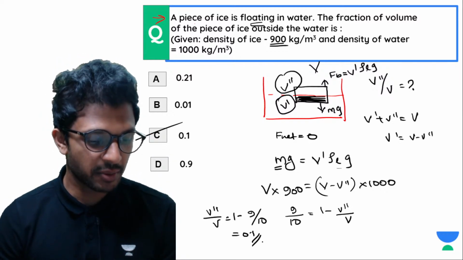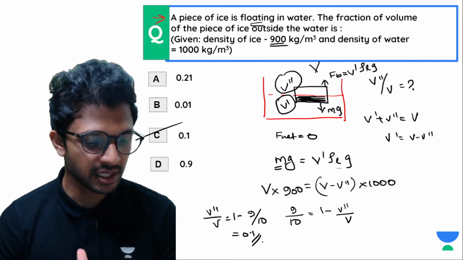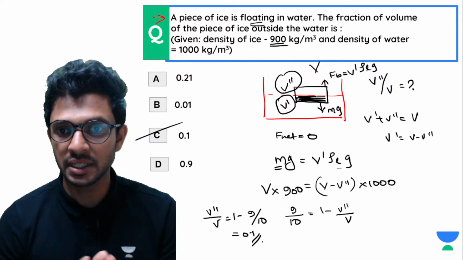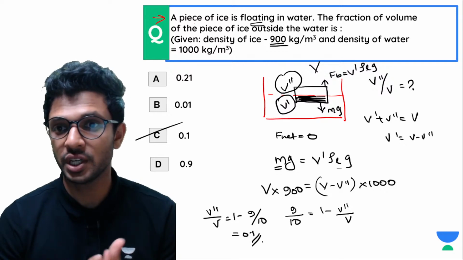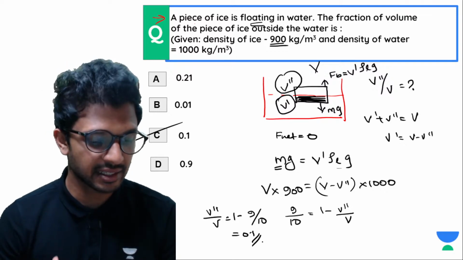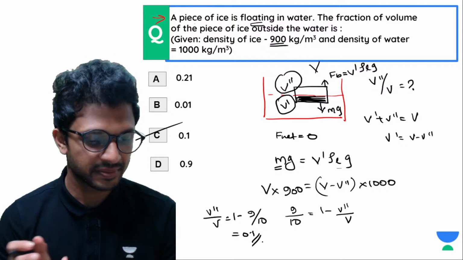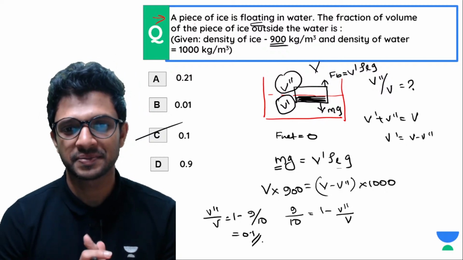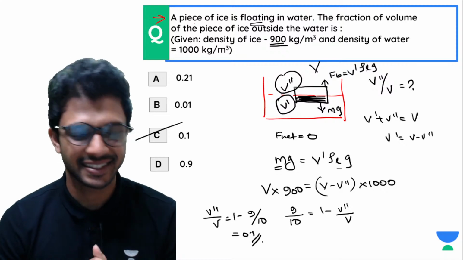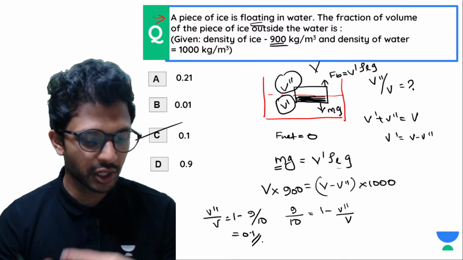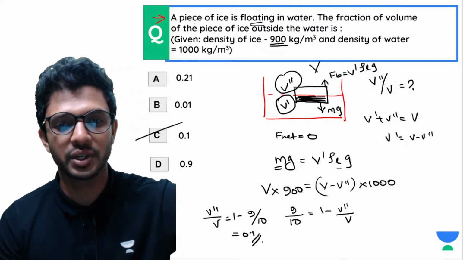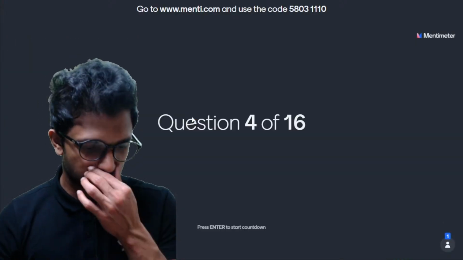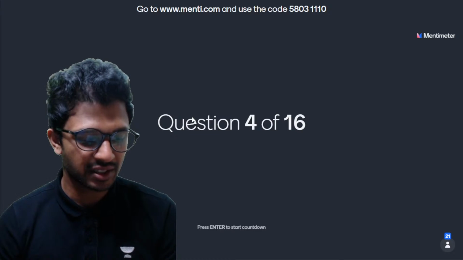Yes, Shreya, Preeti, Aman, Mahesh, Tanmay. B was showing correct, but that cannot be. Answer C is correct. C only can be correct, point 1. Okay, so moving on, very beautiful question. Zero points. Next question, okay.